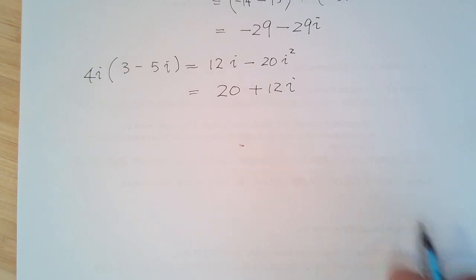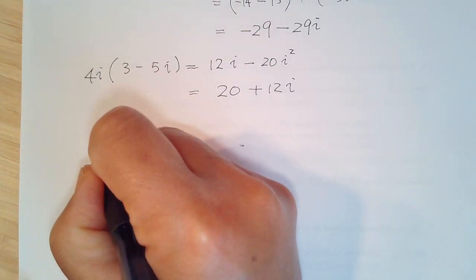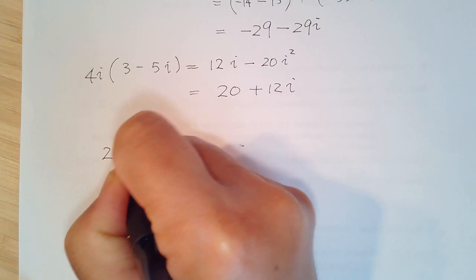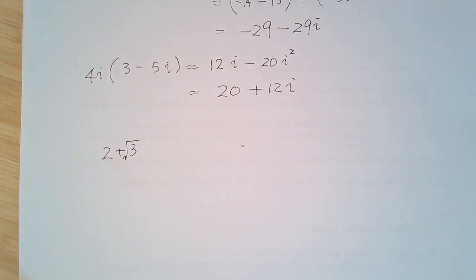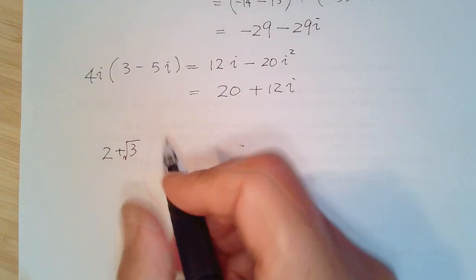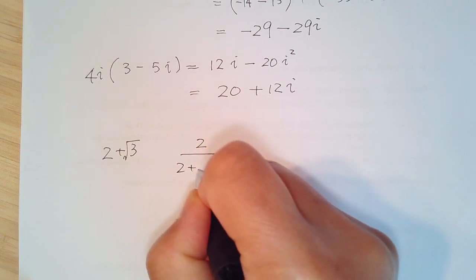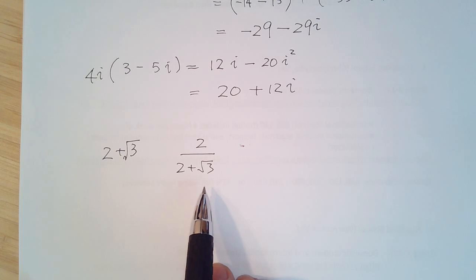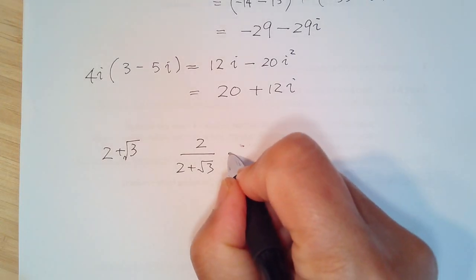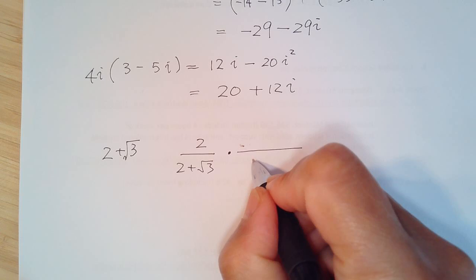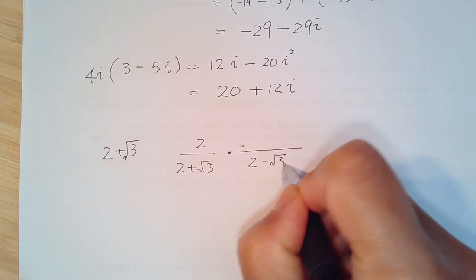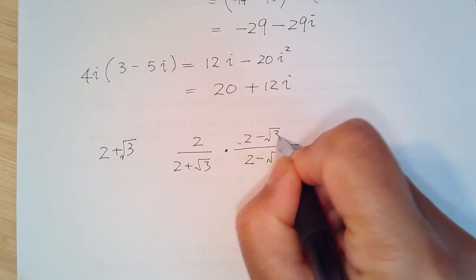And I think a long time ago, you remember something like 2 plus square root of 3. If I ask you to simplify this, remember I don't want to have a square root in the denominator. How do you get rid of this square root in the denominator? You're going to multiply by its conjugate, which is 2 minus root 3. That's how you do that.